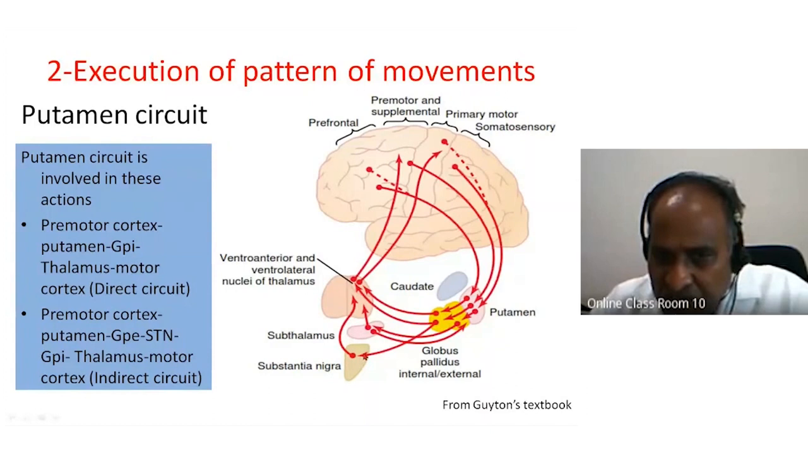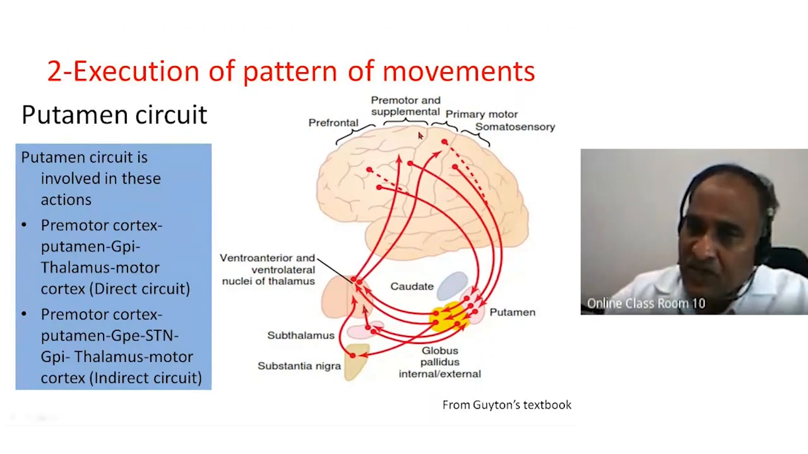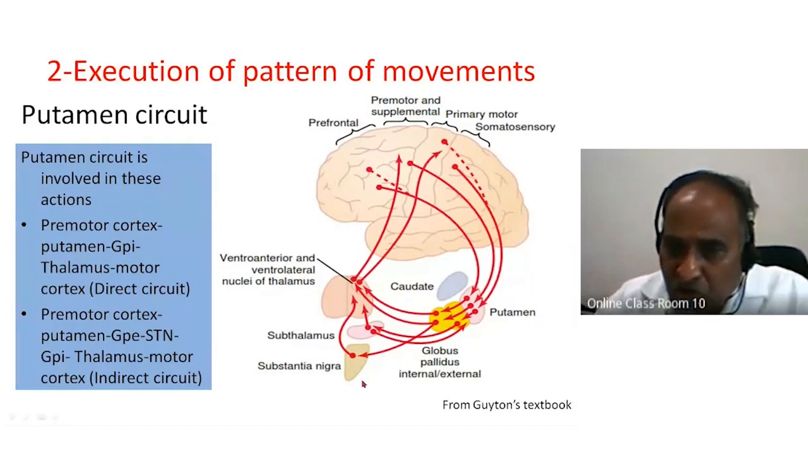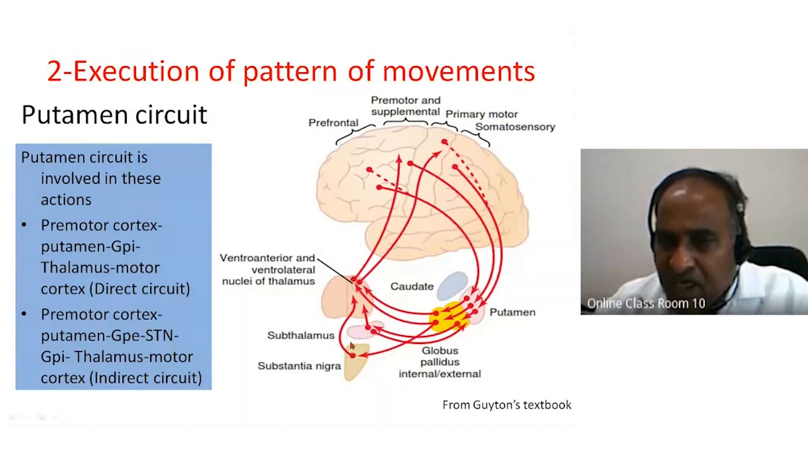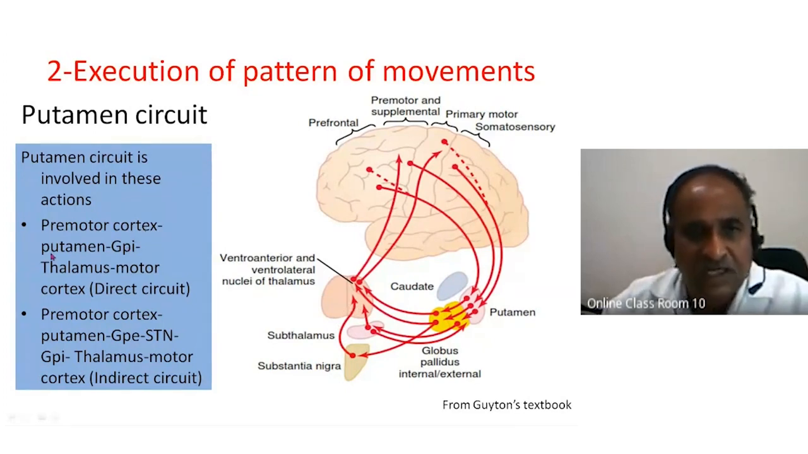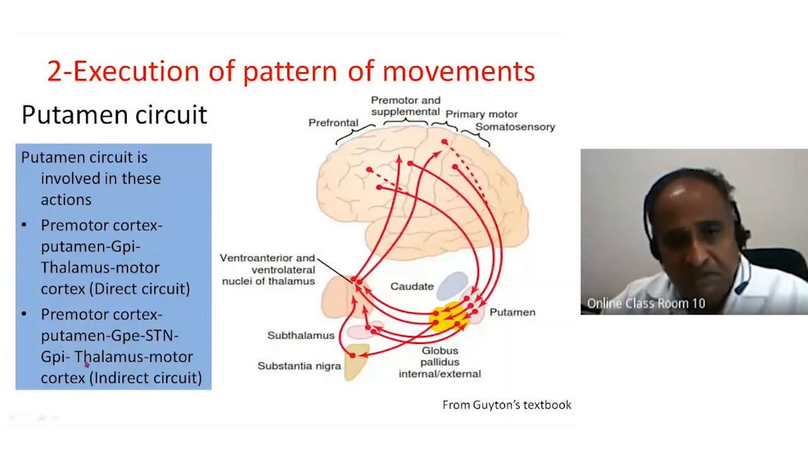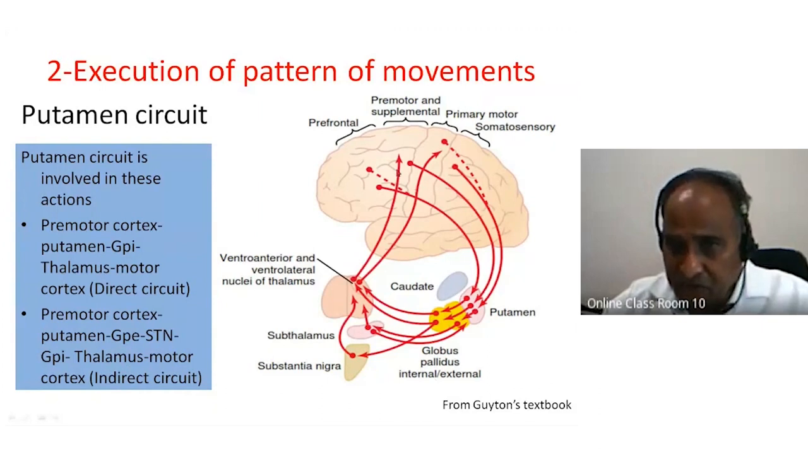The indirect circuit comes through the subthalamus, and then to the thalamus, and then to the cortex. So that's the indirect pathway. Also, inputs reach the substantia nigra, and this substantia nigra in turn modulates the striatal activity, the putaminergic activity. So three things are shown here. The premotor cortex, putamen, GPI, thalamus: that's the direct circuit. The premotor cortex, putamen, GPE, subthalamic nucleus, GPI, thalamus: these are the indirect circuits. So this is a direct circuit, and this is an indirect circuit.